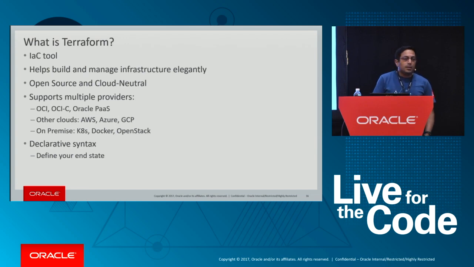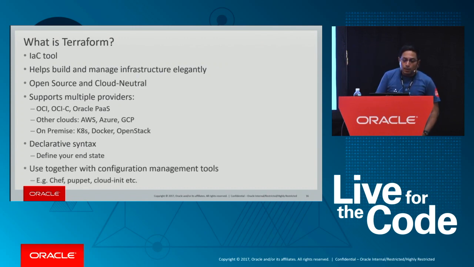Terraform has a declarative syntax, so you forget about the procedural. So you define your end state. This is my end state, and it will figure out how to get there. And one thing I really like about Terraform is that it follows the Unix philosophy pretty well. So it does one thing and it does it pretty well. So it doesn't attempt to boil the ocean.